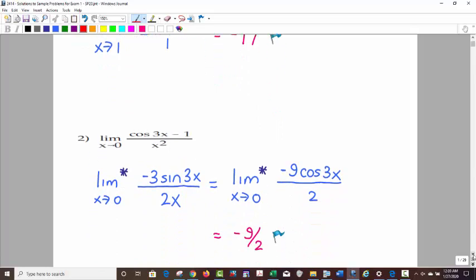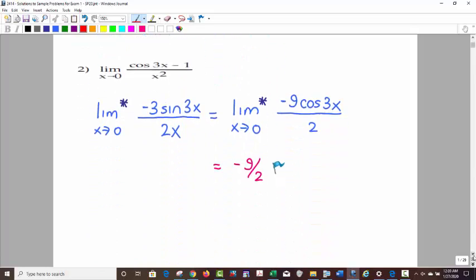Let's take a look at number 2. This is the limit as x goes to 0 of cosine of 3x minus 1 over x squared. This one will also be 0 over 0. So let's take the derivative of the numerator. It's going to be negative 3 sine of 3x. Don't forget the 3 from the chain rule, derivative of 3x. And then, of course, the derivative of cosine is negative sine. The bottom is obviously 2x.